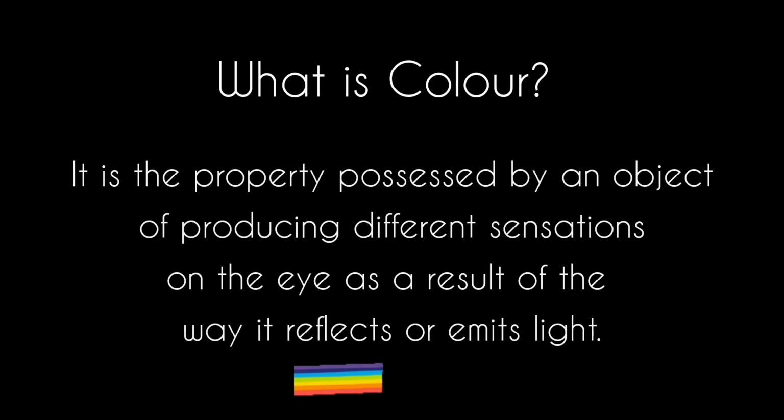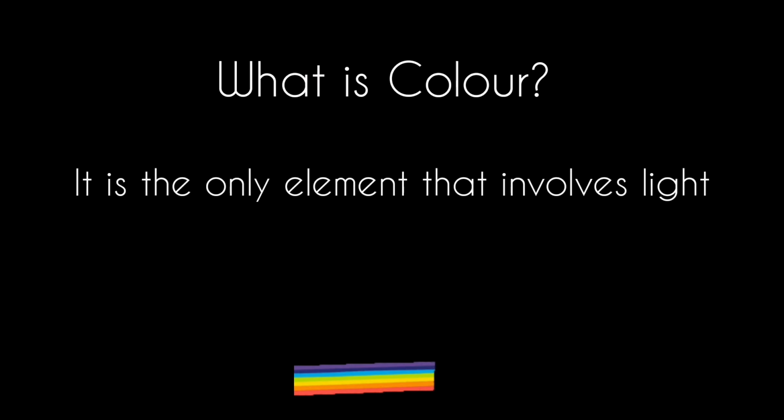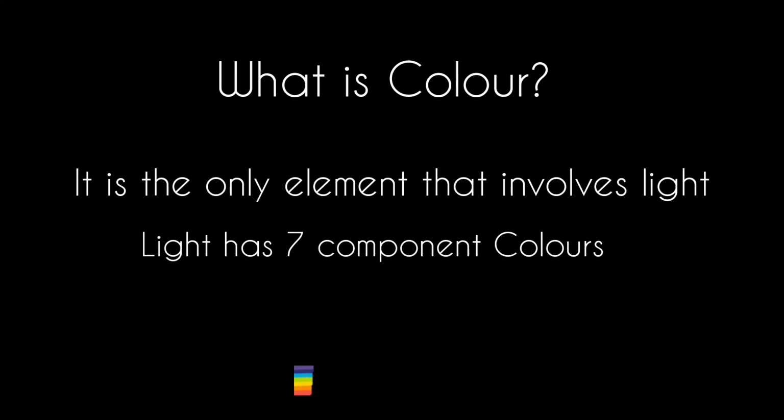Hello dear, so now we are going to discuss the most beautiful element of art, that is color. Do you know what a color is? It's actually the property of an object which produces different sensations to the eye. And why is this happening? Because when light falls on an object, it emits some wavelength, and that reaches our eyes and we see it as colors. So this is the only element that involves light.